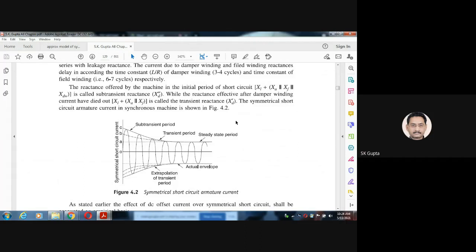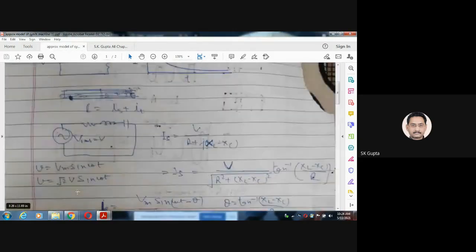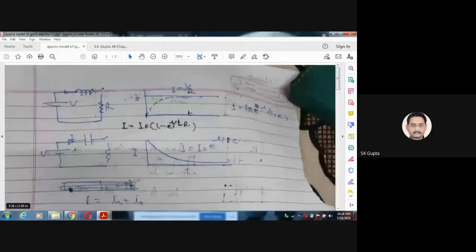So depending upon the time constant, as you have seen, now again come to this. Again see, depending upon the time, here T by tau, this is a tau, L by R. So depending upon the time constant, L of damper winding is different, L of armature winding is different, L of field winding is different. So depending upon this L, or you can say depending upon this whole time constant, the current decays. Current in the field winding decays, current in the damper winding decays.